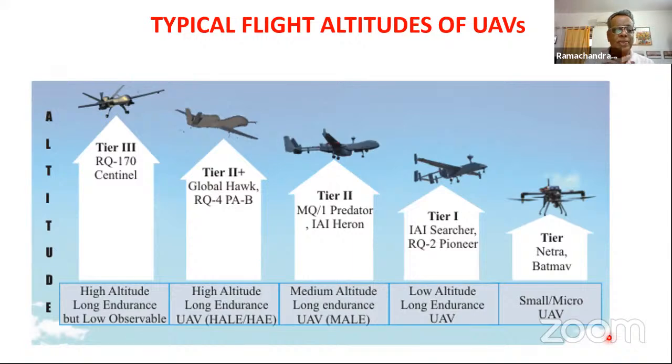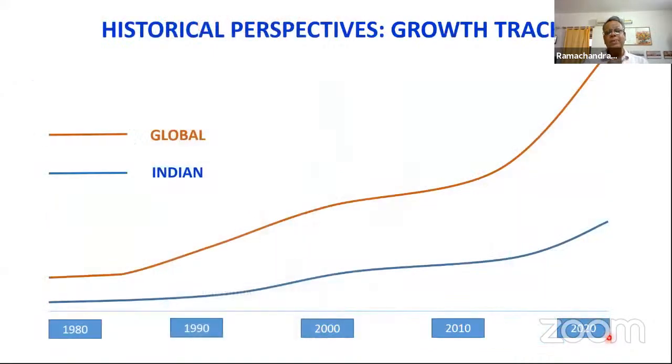drones or the UAVs are designated as Tier 1, Tier 2, Tier 3, depending on the altitude at which they fly and the endurance, whether they fly for a few hours or a few days or a few minutes. This is all going to define whether it is a UAV of Tier 1 type or Tier 2 or Tier 3, and that's the sort of definition of a UAV. Basically slightly different from drones.